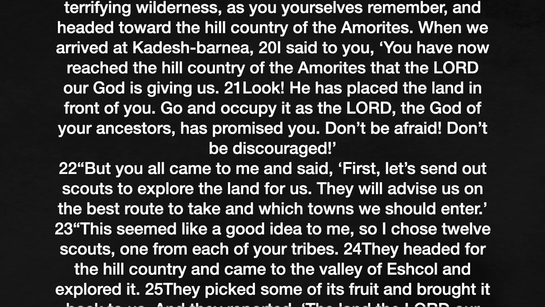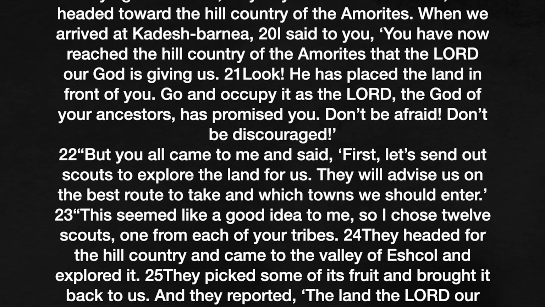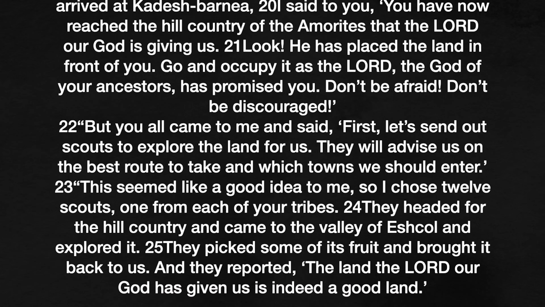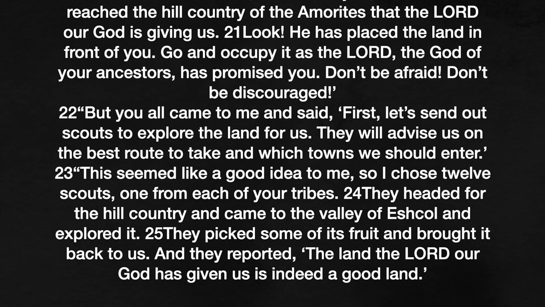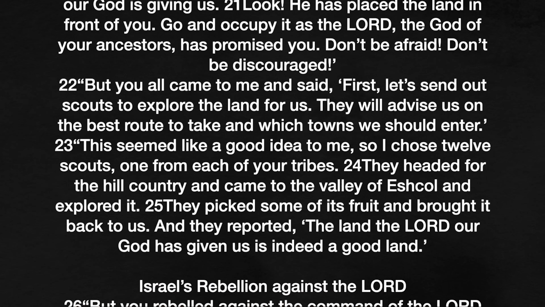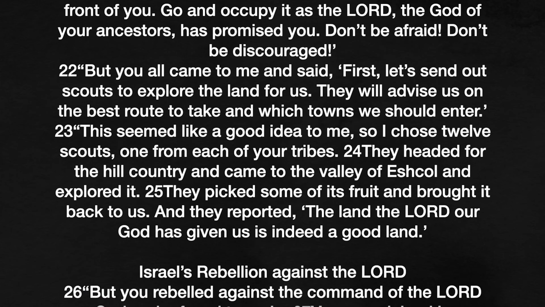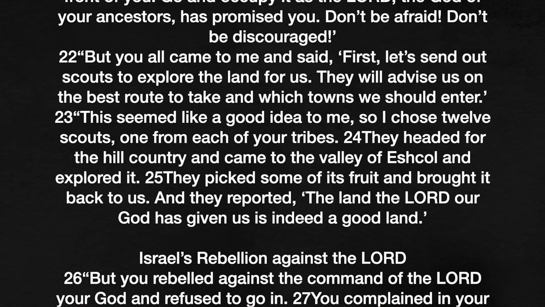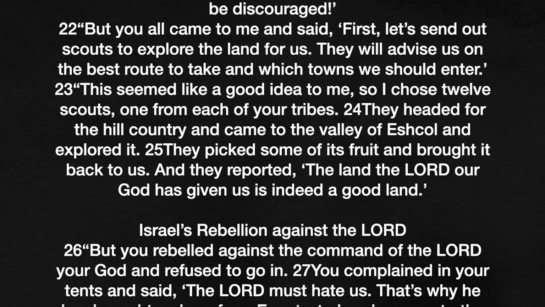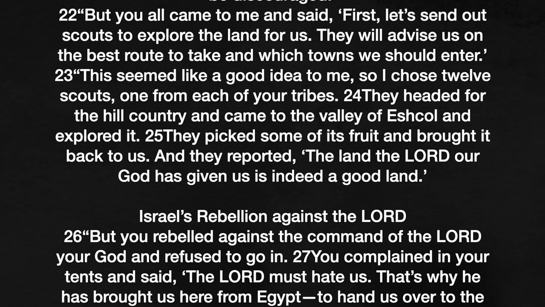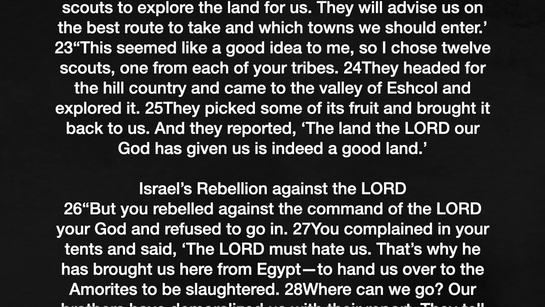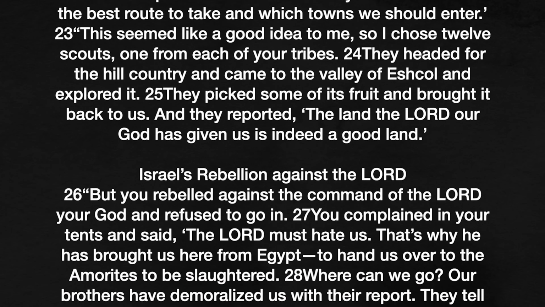But you all came to me and said, "First let us send out scouts to explore the land for us. They will advise us on the best route to take and which town we should enter." This seemed like a good idea to me, so I chose 12 scouts, one from each of your tribes. They headed for the hill country and came to the valley of Eshcol and explored it. They picked some of its fruit and brought it back to us. And they reported, "The land the Lord our God has given us is indeed a good land."